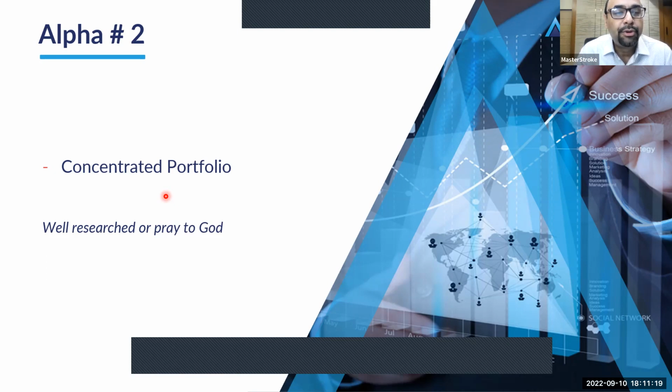For example, if you want to create alpha, you should have investment only in 5 or 10 stocks, or maybe 4 mutual fund diversified schemes, or focused fund, or sectoral fund. The moment you have 30 stocks, 300 stocks, 3,000 stocks, it is not a concentrated portfolio.